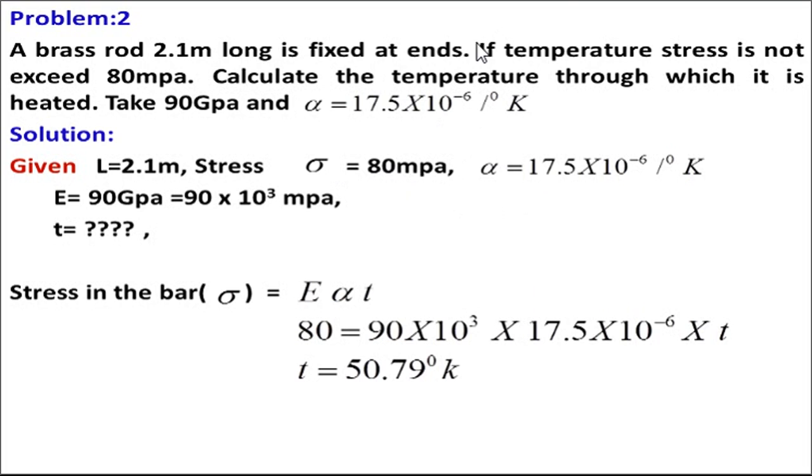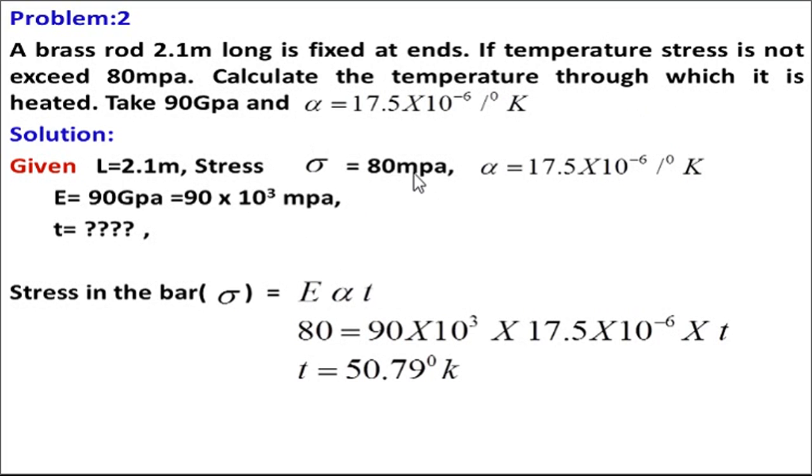Stress is 80 MPa because in this problem, it is given that the temperature stress does not exceed 80 MPa. Means 80 MPa is the stress. Alpha is 17.5 into 10 to power minus 6. E is 90 GPa. 90 means 90 into 10 to power 3 MPa. What do you have to calculate here? You have to calculate the temperature through which it is heated. Means you have to calculate T.